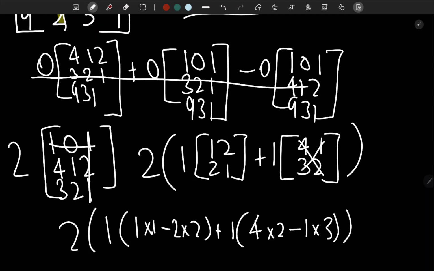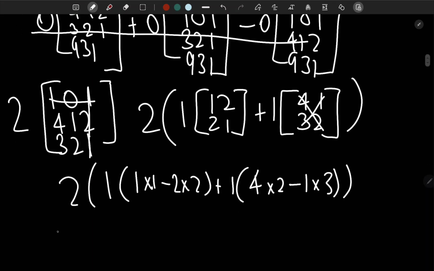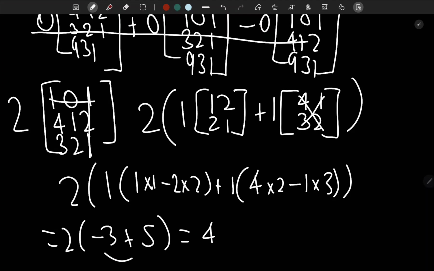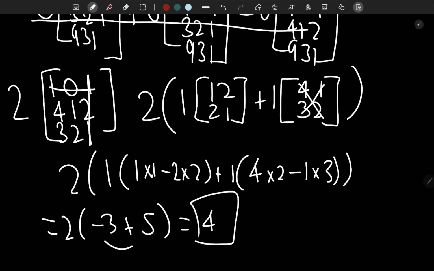Now you can simplify and you will get 2 into (1 minus 4 is minus 3, plus 8 minus 3). So 8 minus 3 is 5, and this will give you the answer of 4, since this is 2 over here and then multiplied by 2 again, so 4. And that's it. This is the final answer.